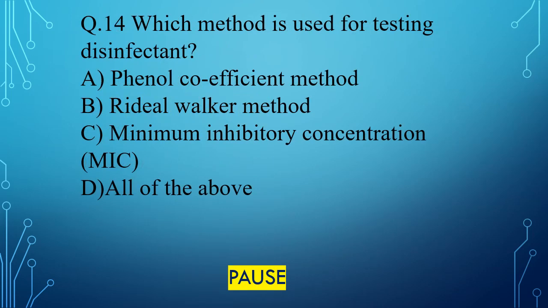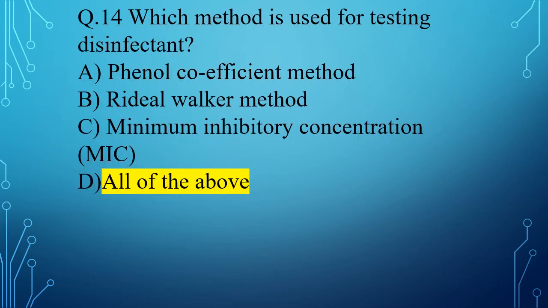Question 14. Which method is used for testing disinfectants? Option A, phenol coefficient method. Option B, Rideal method. Option C, minimum inhibitory concentration, that means MIC. And option D, all of the above. It is the most common question in microbiology. All of the above. So phenol coefficient method, Rideal method, and minimum inhibitory concentration are methods for testing the potency of disinfectants.